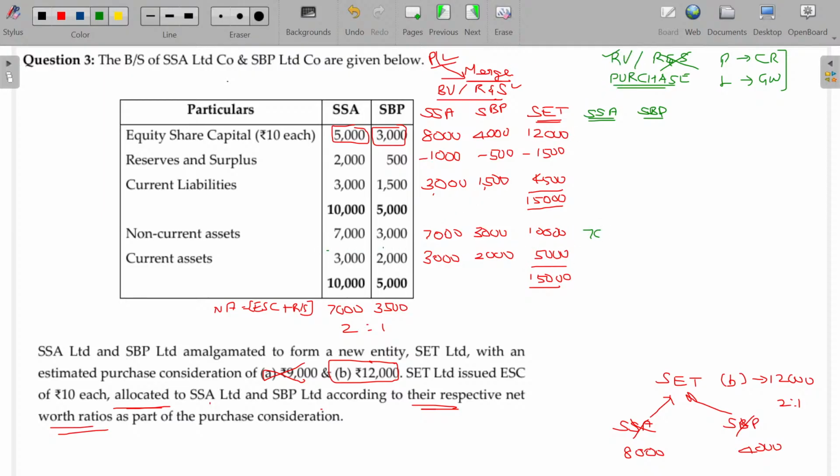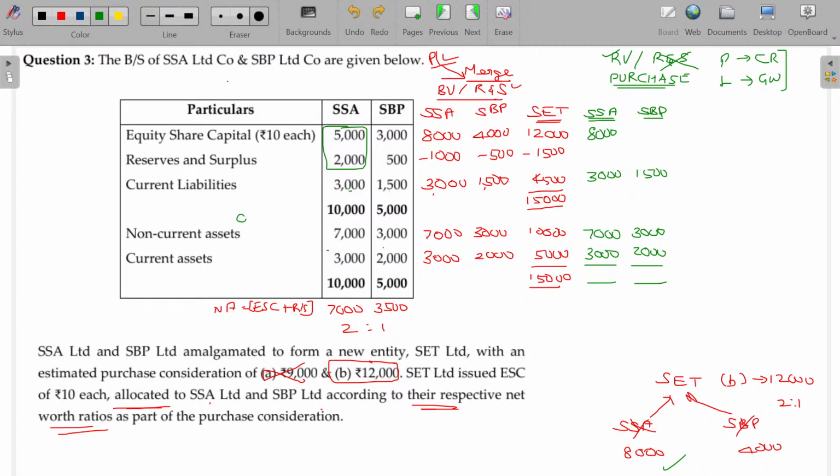7,000 and 3,000 and 3,000 and 2,000. 3,000 and 2,000. And here being 3,000 plus 1,500. Now, what is the worth of SSA? Net worth of SSA is 7,000. The amount offered for them is 8,000 rupees. Now you are pretty sure you are losing 1,000 rupees. The loss will be named as goodwill.